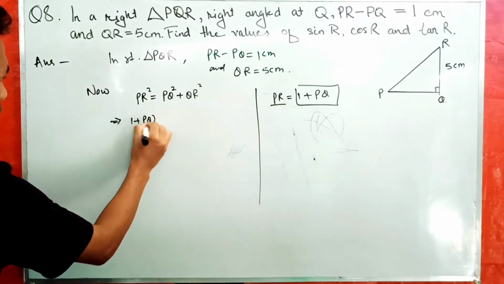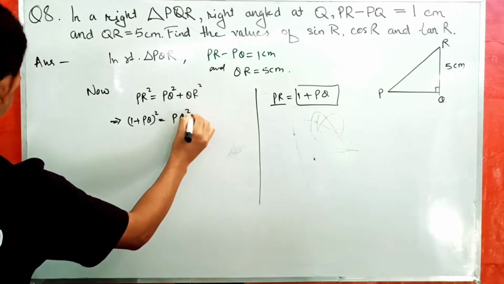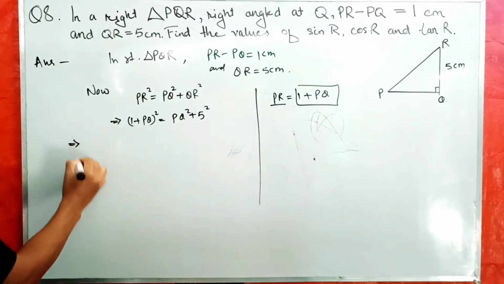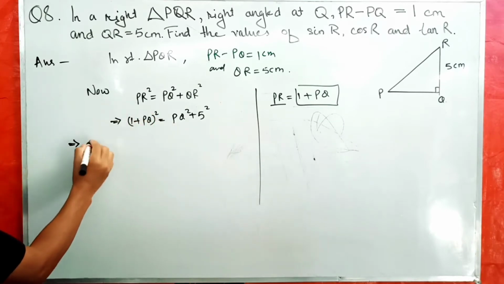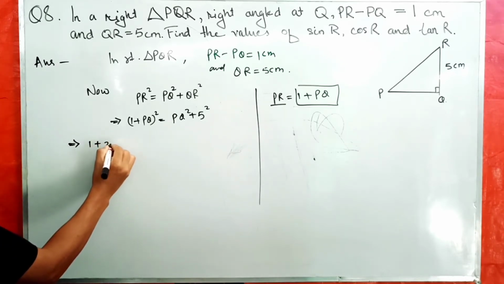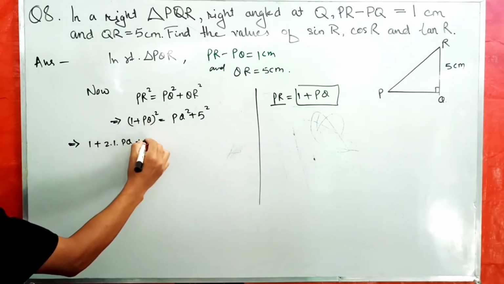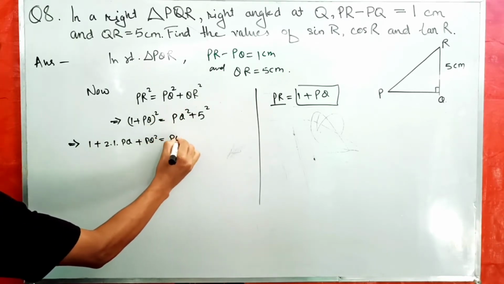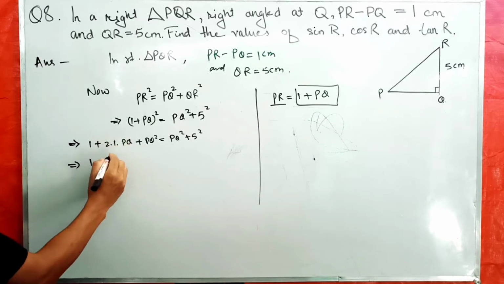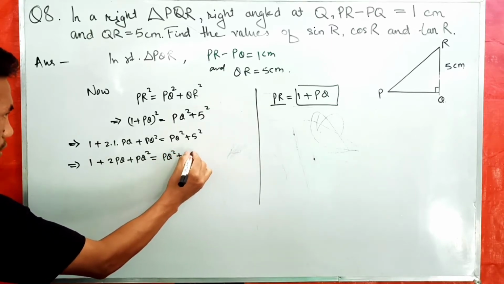1 plus PQ whole square will be equal to PQ square plus QR, that means 5 square. Now (A plus B) square is A square plus twice AB plus B square. So 1 square means 1, plus twice 1 into PQ is 2PQ, plus PQ square, equal to PQ square plus 5 square, that is 25.